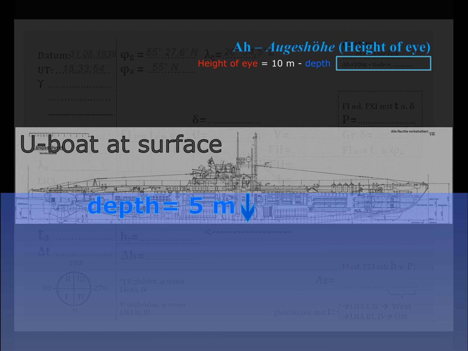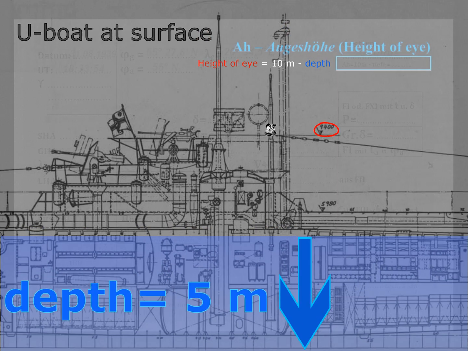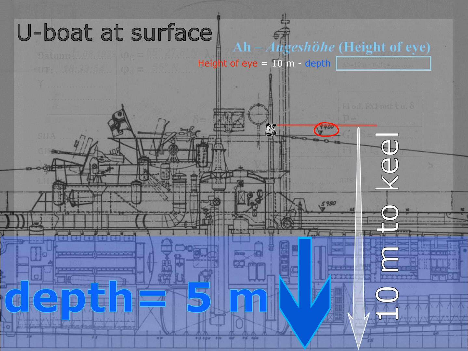U-boat depth is the depth of the U-boat keel. The top edge of the conning tower outer railing is located about 9.5 meters above the U-boat keel. 10 meters in this formula is the height of the observer's eyes relative to the U-boat keel. Subtracting the U-boat depth from 10 meters gives the height of the observer's eyes above the sea surface. When the U-boat is on the surface, its depth is 5 meters, and the height of the observer's eyes in this case is 5 meters.